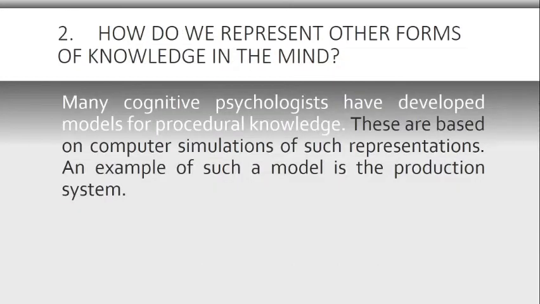Number 2. How do we represent other forms of knowledge in the mind? Many cognitive psychologists have developed models for procedural knowledge. These are based on computer simulations of such representations. An example of such a model is the production system. And you'll get that if you have viewed the other videos before this.